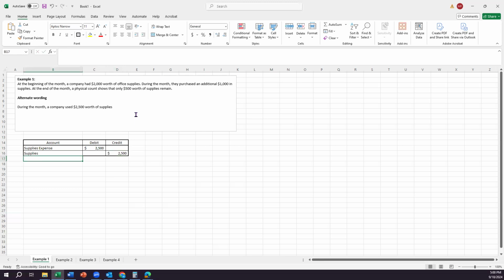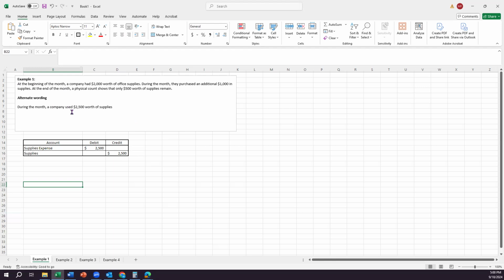But then the next time we see the problem, they may word it this way, something way simpler that just says during the month, the company used $2,500 worth of supplies. And if you've gotten used to this more complicated way, this seems so simple that it makes you doubt you're doing it right. Or the other way around, if you get used to this more simple way, then when you see one like this, you're like, whoa, that's so much information. It's the exact same problem. It's just in one wording, it's making you figure out how much supplies were used up. And in the other, it's telling you how much were used up.